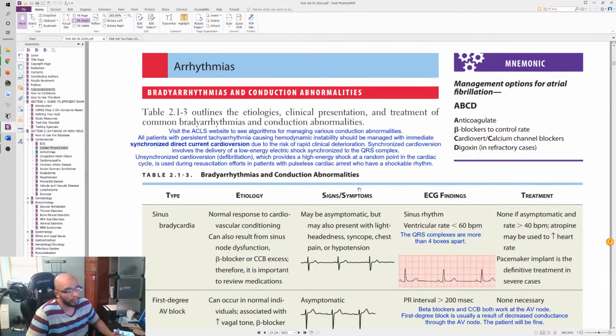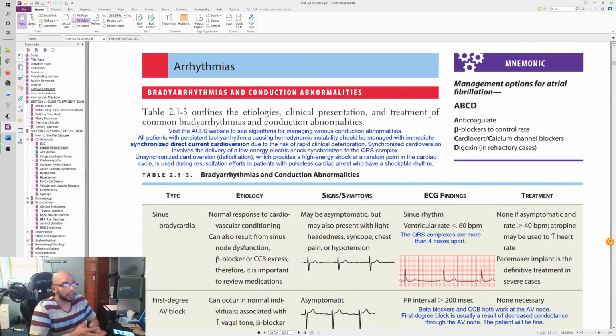There's about a good 4 or 5 pages right now where we're going to look at all the different kinds of ECG tracings you can find in various arrhythmias and how you're supposed to manage them. So over here, table 2.1-3 outlines the etiologies, clinical presentation, and the treatment of common Brady arrhythmias and conduction abnormalities. I made a note here. I wrote, visit the ACLS website to see algorithms for managing various conduction abnormalities.